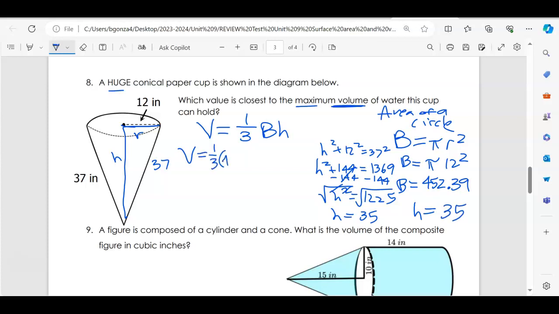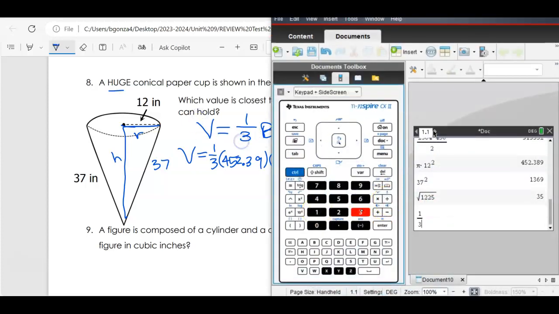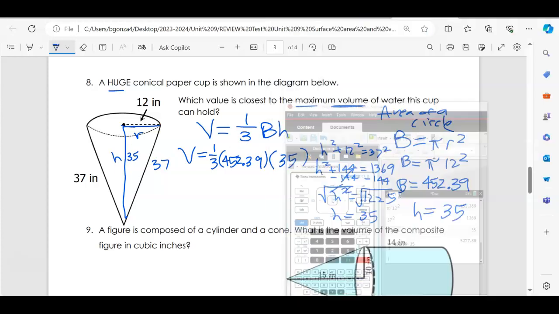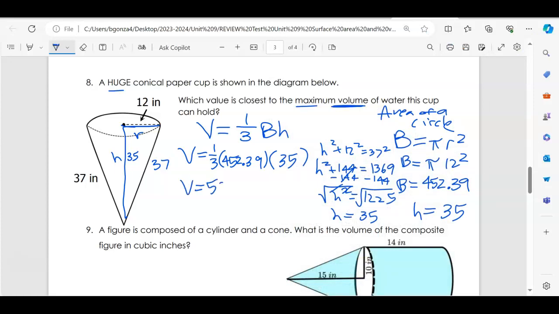1/3 big B, 452.39, times the height, which we just figured out using Pythagorean, is 35. So we get 5,277.88. And that's in inches cubed because it's volume, which is 3D. All right.